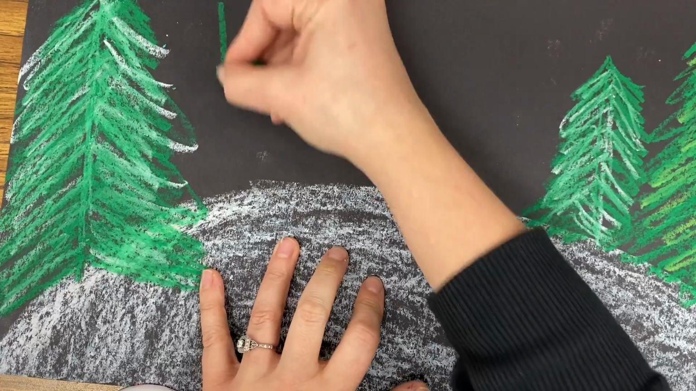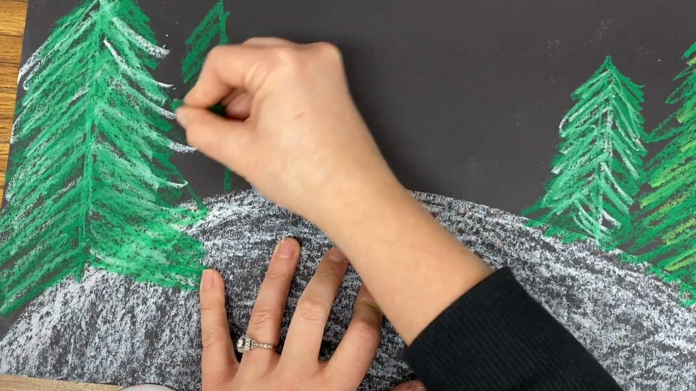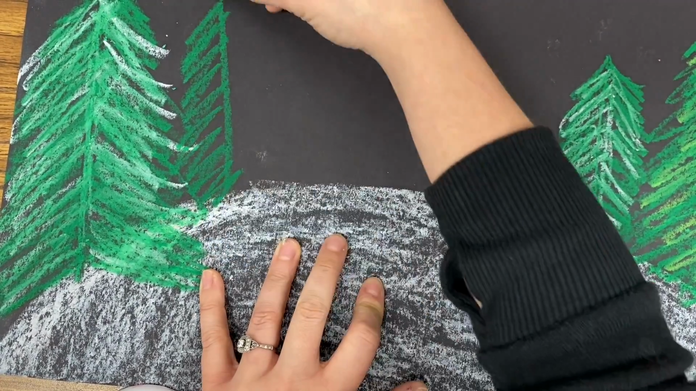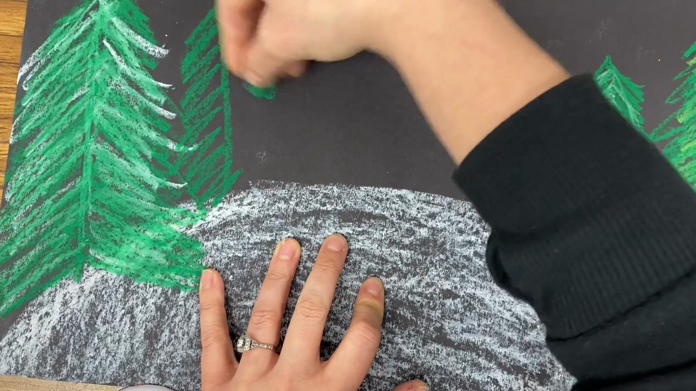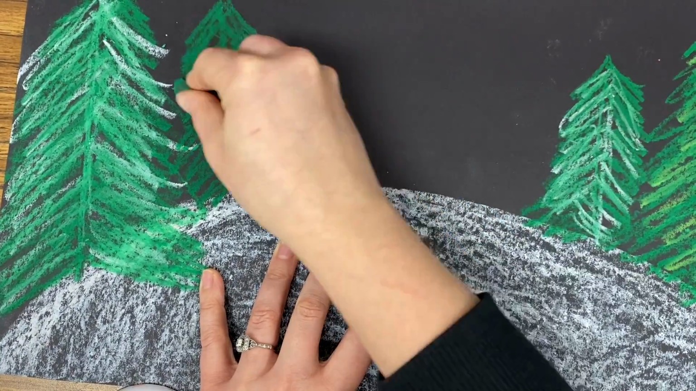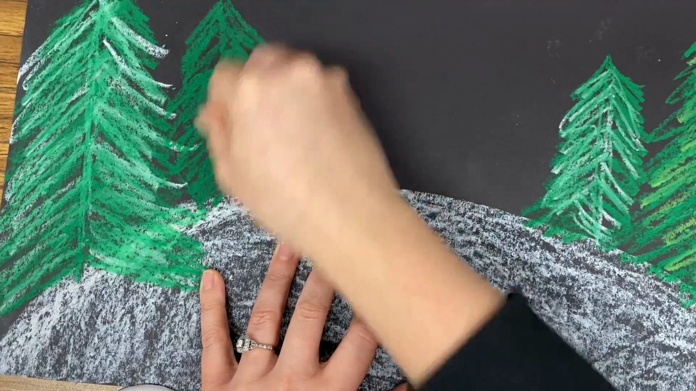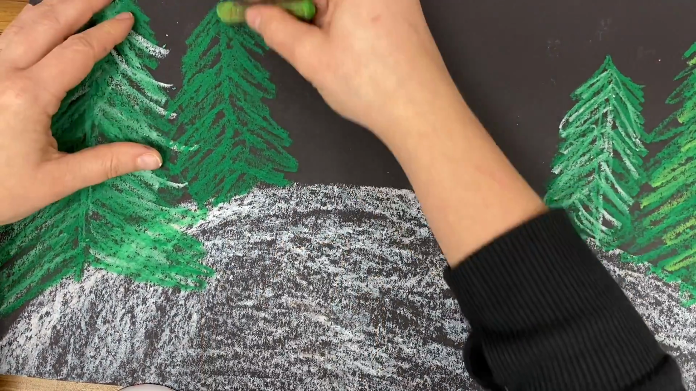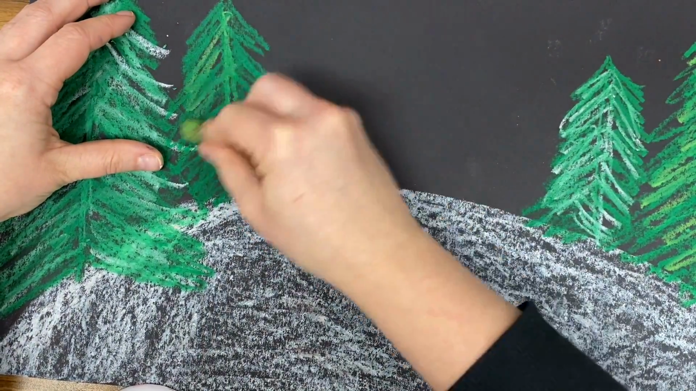And then next to it, I'm adding a smaller tree again. And you can start to see that that looks like it's going back into space further. So the smaller you draw your object, the further away it looks. Objects that are closer to you are larger.